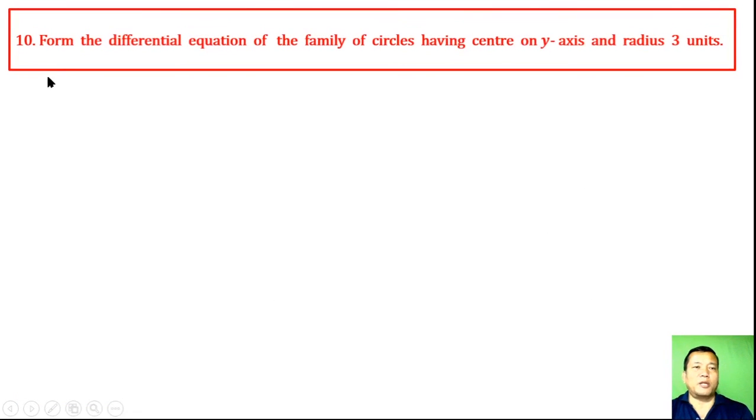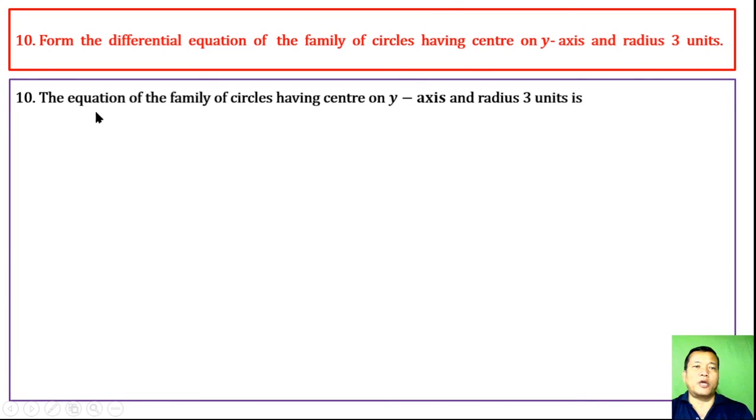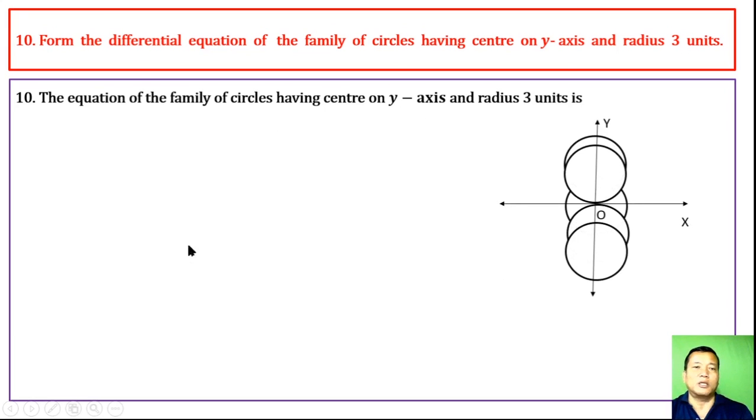For question number 10, form the differential equation of the family of circles having center on the y-axis and radius 3 units. The equation of the family of circles having center on the y-axis and radius 3 units is x minus 0 whole square plus y minus b whole square equal to 3 square.